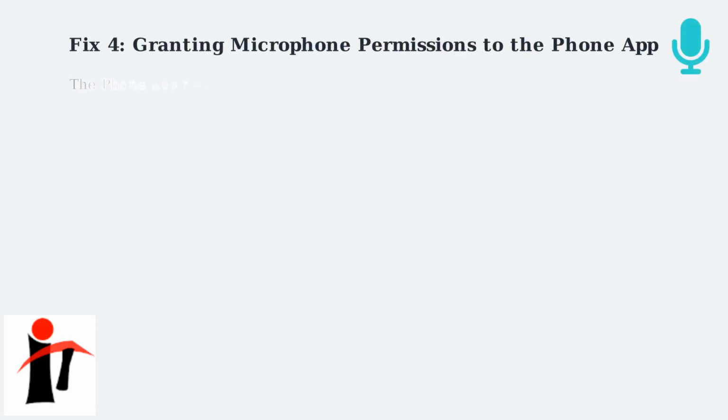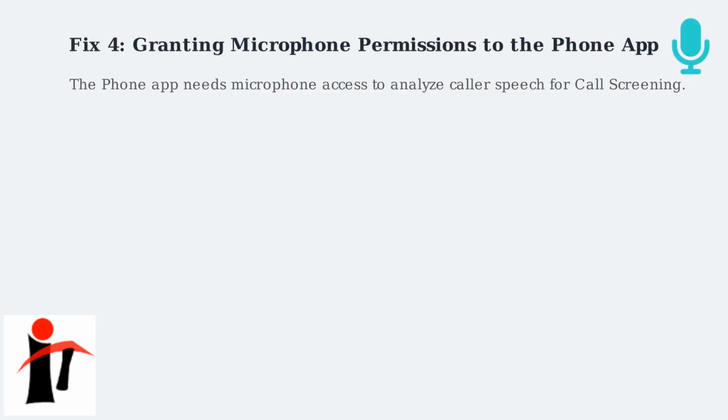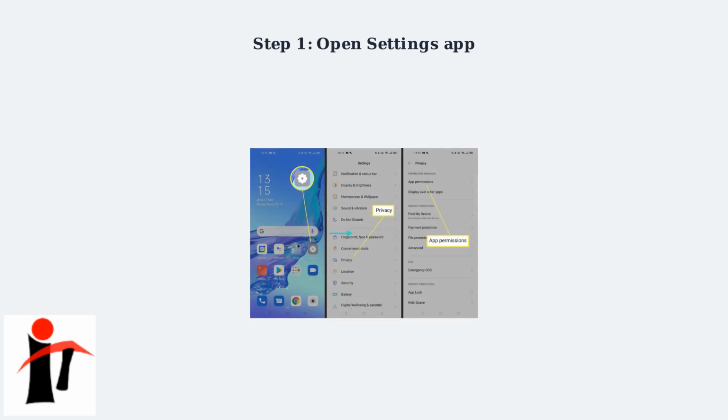Fix 4 focuses on granting microphone permissions to the phone app. Call screening requires microphone access to listen to and analyze the caller's voice, transcribing their responses. Without this permission, the feature cannot function properly. First, open the Settings app on your iPhone. This is where you'll access all privacy controls.